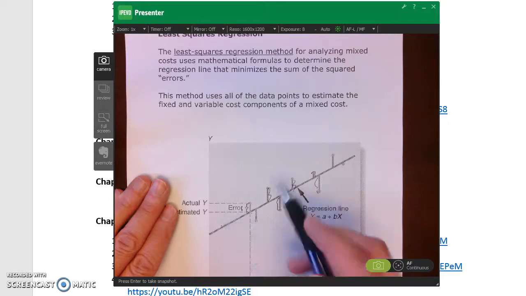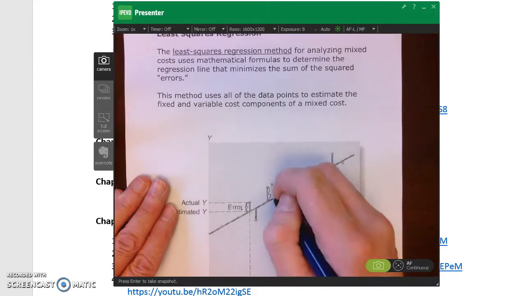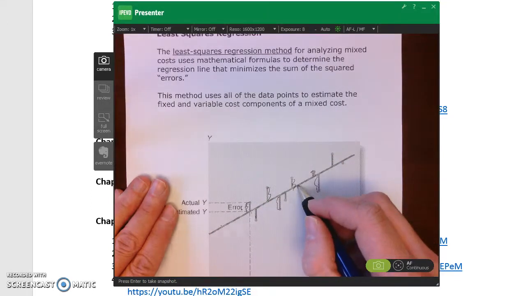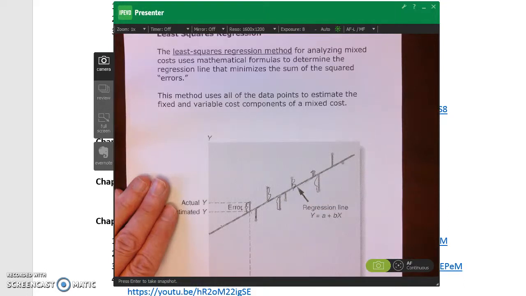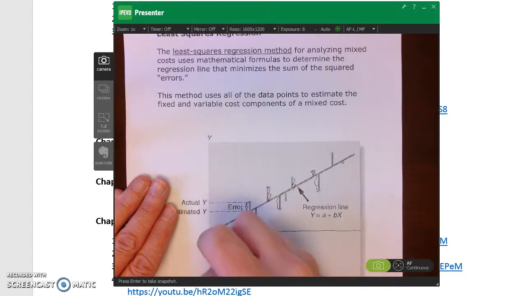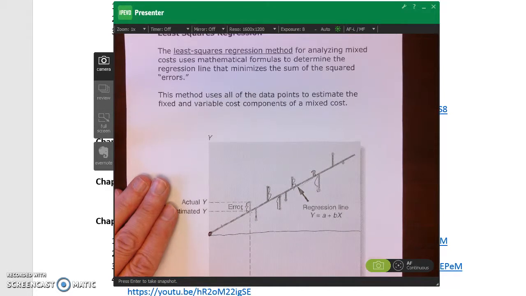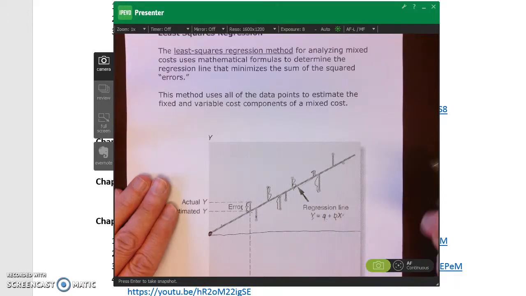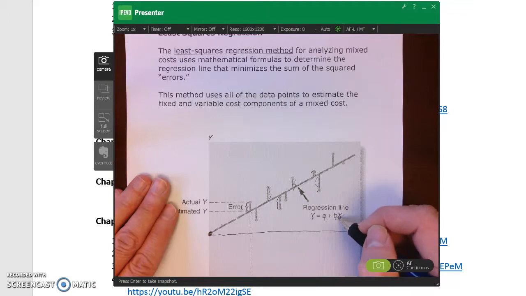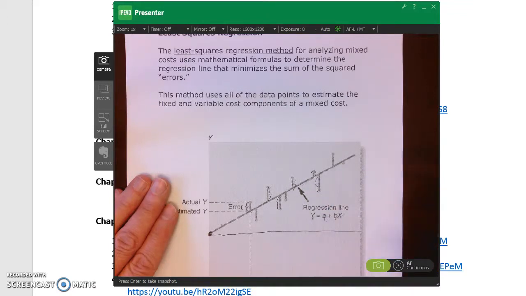And by doing that, you find that line, you therefore get the slope, which is the coefficient. That's the slope of the line, which is our variable cost per unit. And then it gives us the intercept right here, which is the fixed cost. And then if I have the fixed cost and the variable cost per unit, I can then do my y equals a plus bx. This is my slope, this is my fixed cost. Multiply that slope, variable cost per unit, by any level of activity to then give me the total cost. Okay?